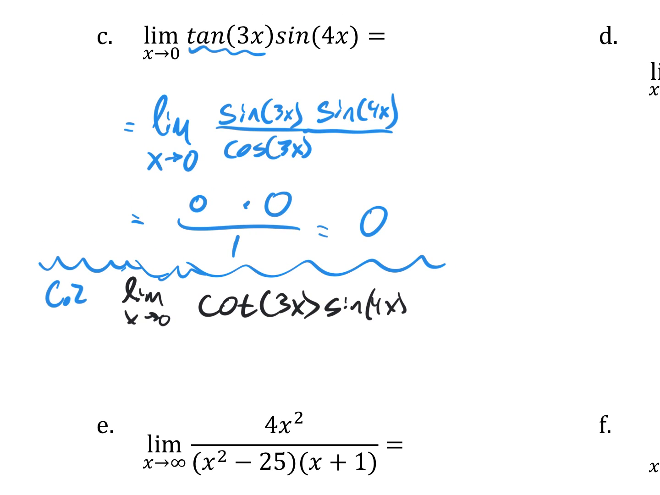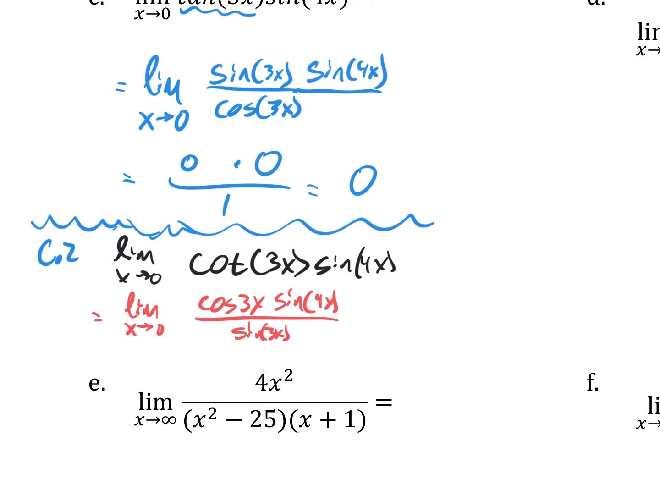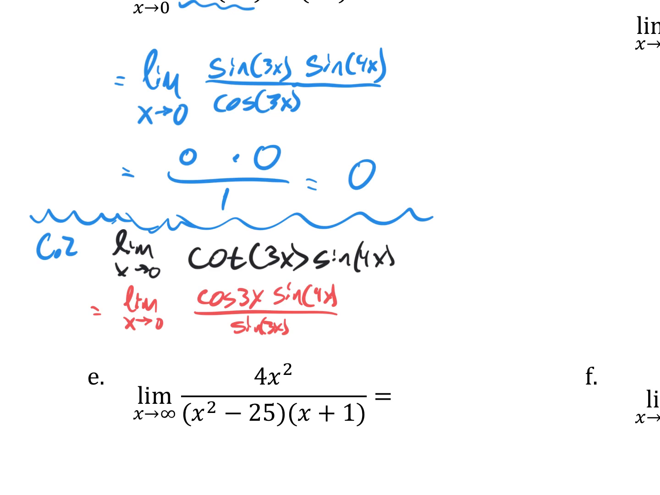So this is equal to the limit as x goes to 0. Now cotangent is cosine of 3x all over sine of 3x. There we go. Okay, this one you can't just plug in the 0 because it won't work. All right, so we have to kind of work with this a little bit here. Okay, we have to say, what do you wish was under here?